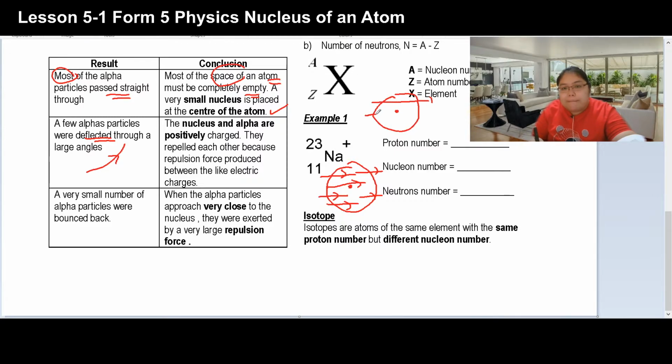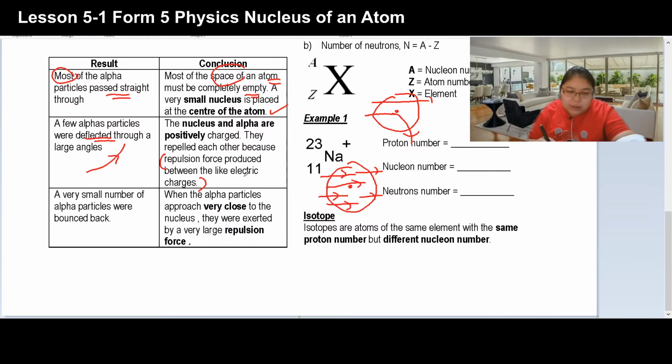But some alpha, when they get closer to the nucleus, get pushed away. Why? Because of the repulsive force. How come there is a repulsive force? Sure, the two charges are the same. So from here they say they repel each other because a repulsion force is produced between like electric charges. Both have the same charge, so that's why they will repel.